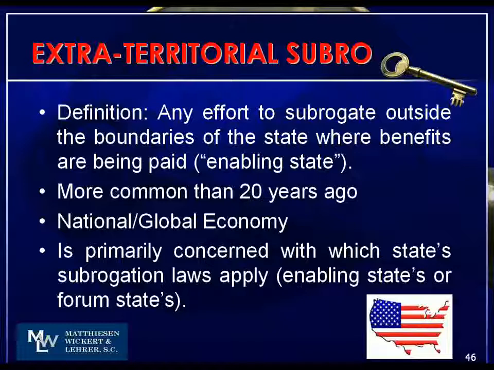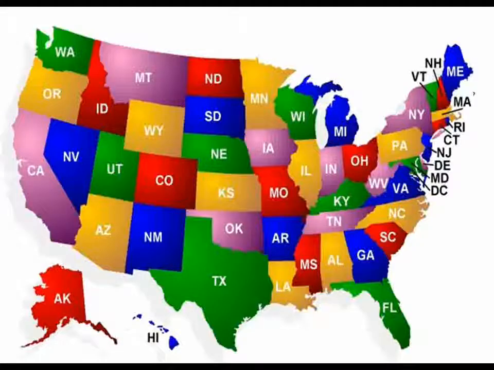So in the example I gave you, where you have Texas paying benefits, lawsuit filed in Georgia, the enabling state is Texas, the forum state is Georgia. So you have 50 states, and this provides just a plethora of different potential situations where one state's law may apply, workers' compensation laws may apply to a lawsuit filed in another state. And as in the Indiana example I gave you, this can work to our benefit.